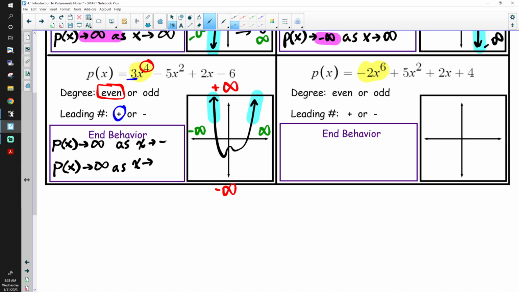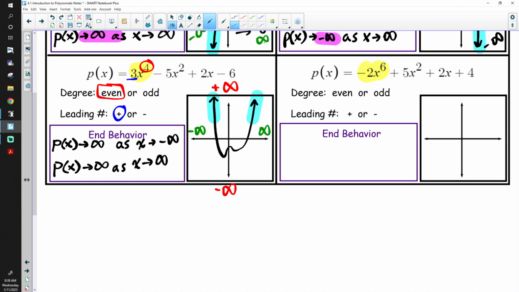As x approaches the left, negative infinity, and as x approaches the right, positive infinity. Okay? So the left side goes up, the right side goes up. That's what that mumbo-jumbo means. So we've done 3. We have one that goes down and then up, one that goes up and then down, one that both goes up. Which one haven't we done yet? I bet it's both goes down.